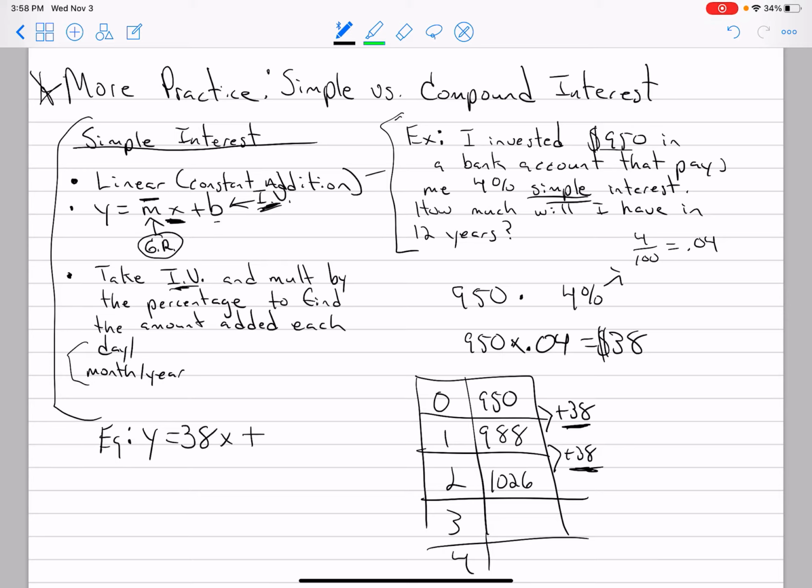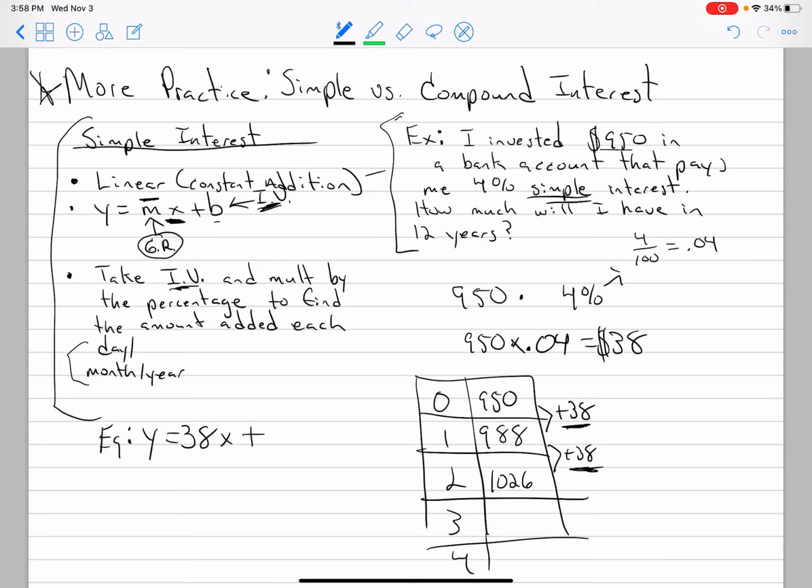All right, I don't know what 38 times 12 is. 38 times 12 is 456 plus 950. And when I go ahead and calculate that, I get $1,406. So in 12 years, I gave them $950 to start, but if I let them hold it for 12 years, I get $1,406 back. Pretty good. Not so bad, not so bad, not so bad.